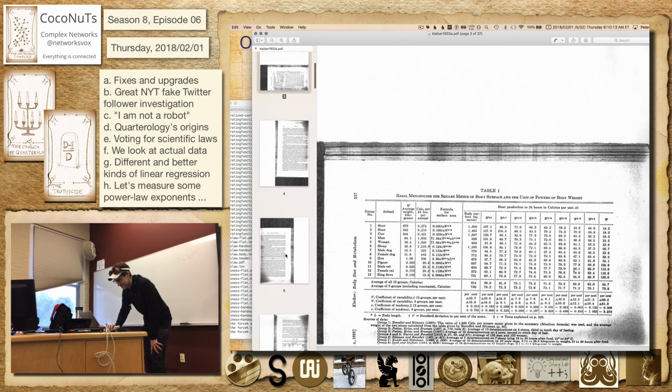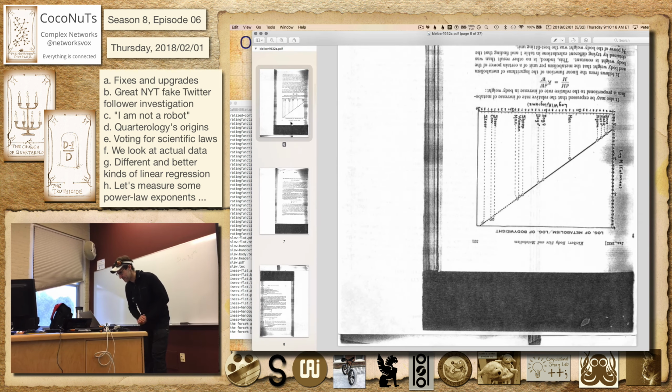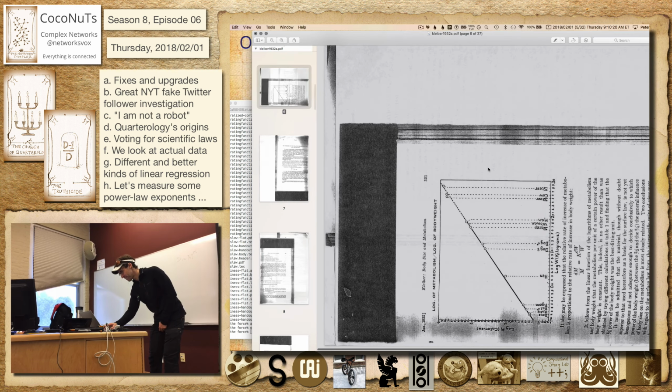Anyway, does he even have a slope in here? Oh yeah, there he does. Yes, it's on its side. This is my bad photocopying.